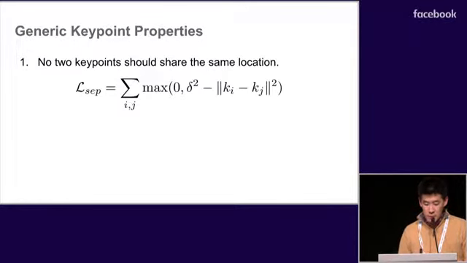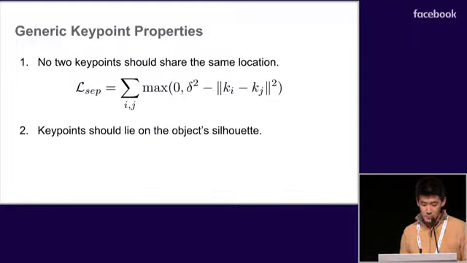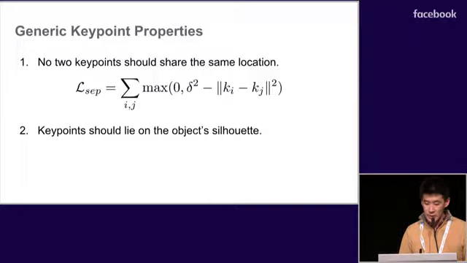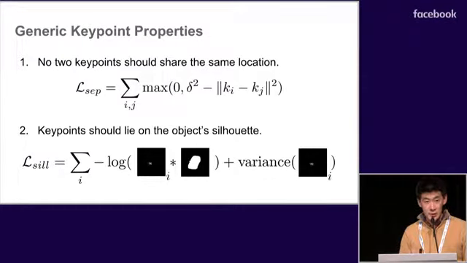There are other generic key point properties that are universally useful for downstream tasks. For example, we don't want two key points to occupy the same spot. And we can prevent this by penalizing points that are too close together or points that are closer than a predefined constant delta. Another preferable property of key points is that they should lie on the object silhouette. And this is done by forcing the distribution map to be within the object mass known during training. We also want the distribution map to be peaky so that its expectation lies within the object in case of a non-convex shape. And this is done by minimizing the variance of the distribution map.